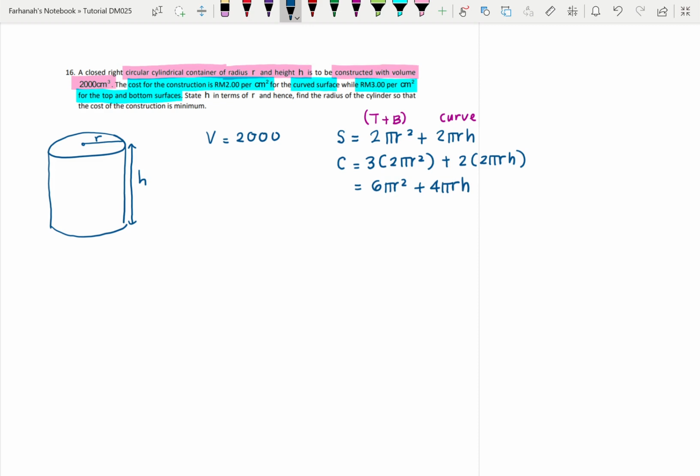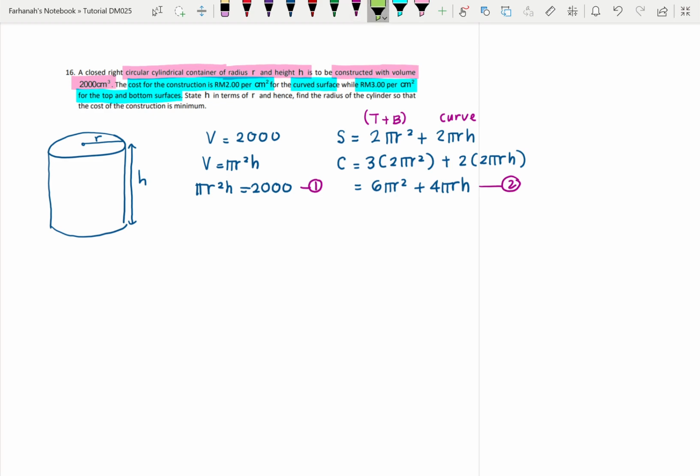Equation satu lagi datang daripada mana? Of course, from the volume lah. Volume untuk silinder kita kat sini akan jadi V equals to pi r square h. Kita equatekan lah these two volume. So, pi r square h equal to 2000. So, kat sini kita ada first equation and this one is your second equation. You must have two equations in order to solve this optimization problem.